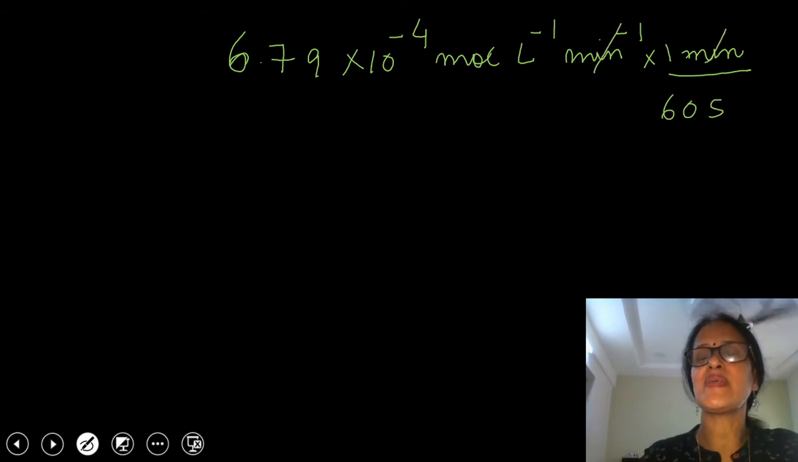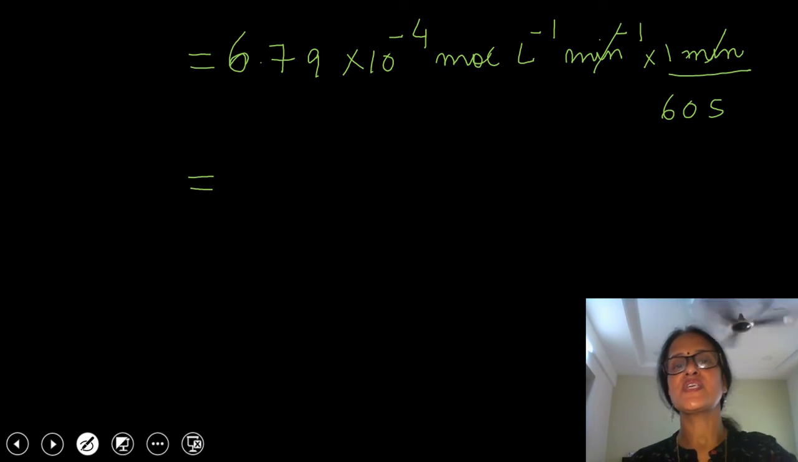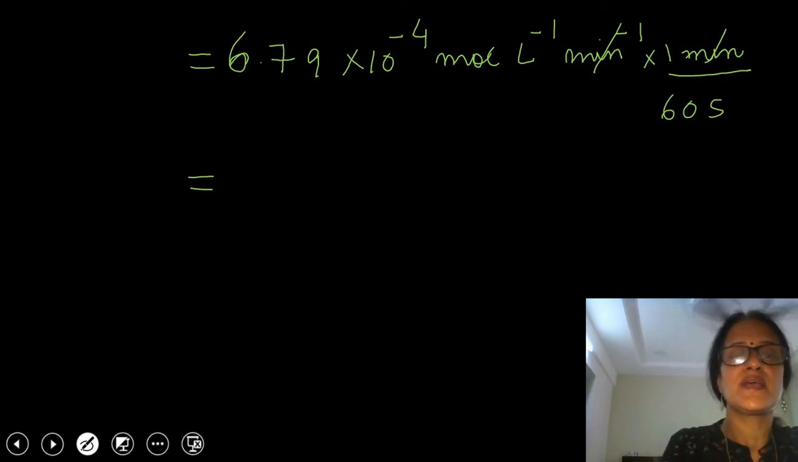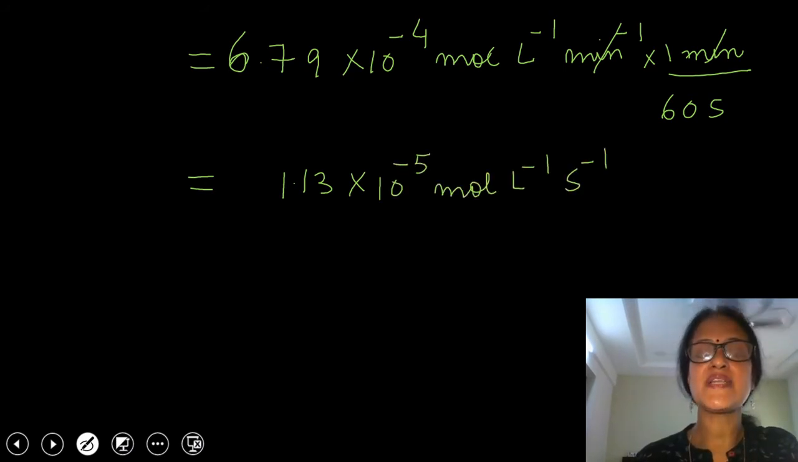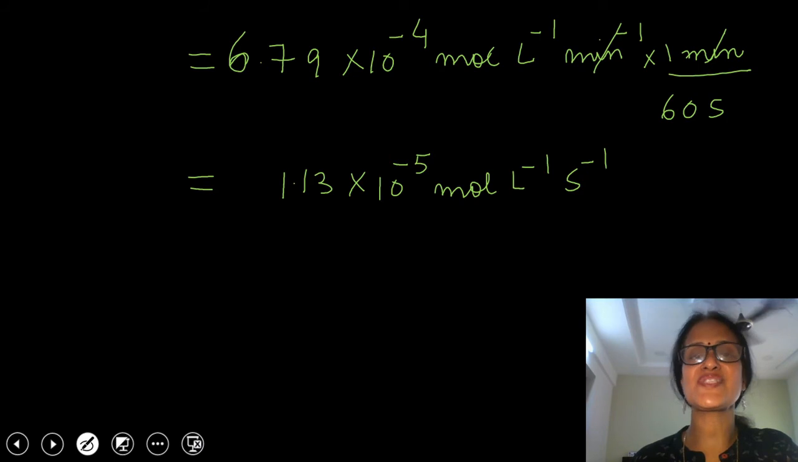Per minute, minute will be cancelled out. We got the answer in terms of our desired unit. So the answer will be 1.13 into 10 to the power minus 5 mole per liter per second. We have calculated the rate in the units of minutes, hours and seconds.